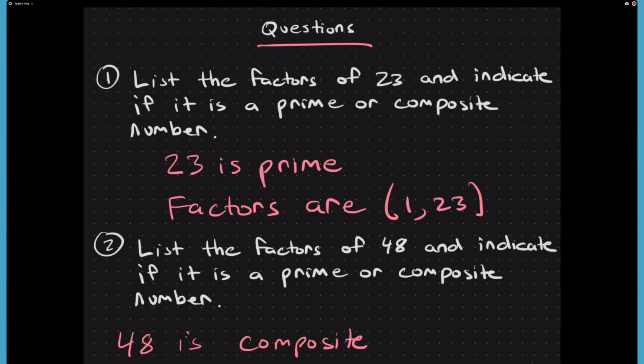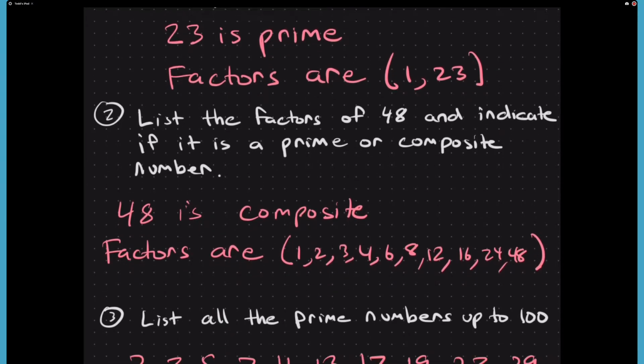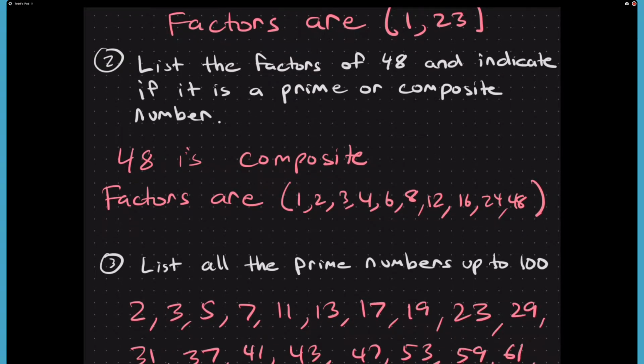Well, hopefully you were successful in answering these questions. You can see number 1, 23 is prime, and the factors are only 1 and itself, so 1 and 23. And the number 48 has a lot of factors. It is a composite number, and the factors are 1, 2, 3, 4, 6, 8, 12, 16, 24, and 48.